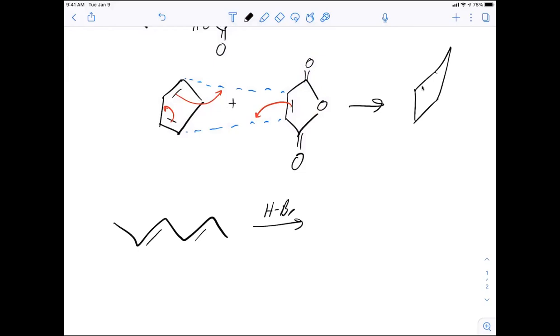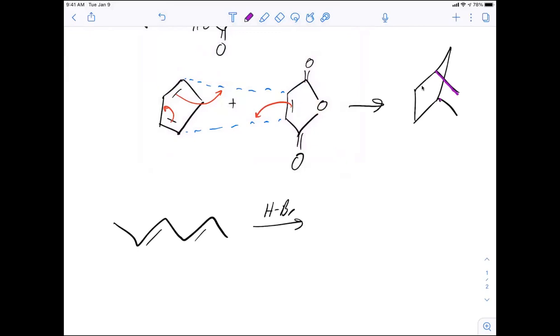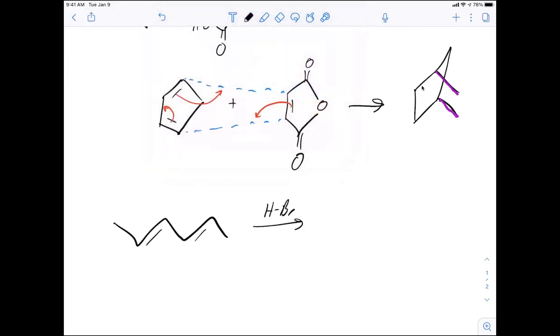So I'm going to put this up. And then these are the two new bonds. Let's go ahead and put them in a slightly different color. While we're learning, we can use some tricks. And then here, I'm going to put this down. That's going to fold over, and to make sure I get it right, I need to put that double bond in my 6-membered ring.